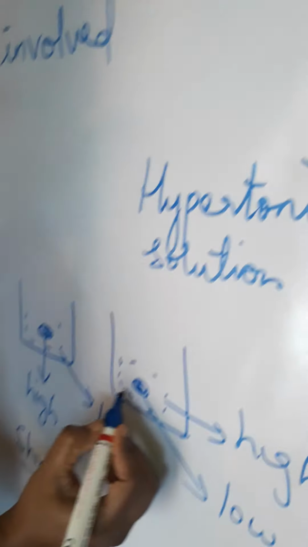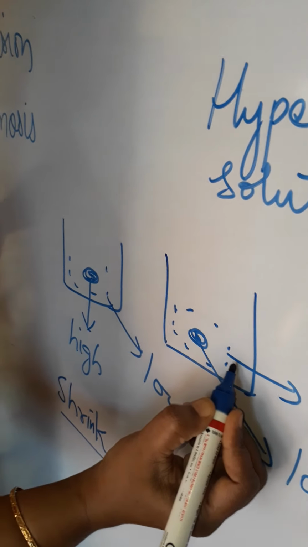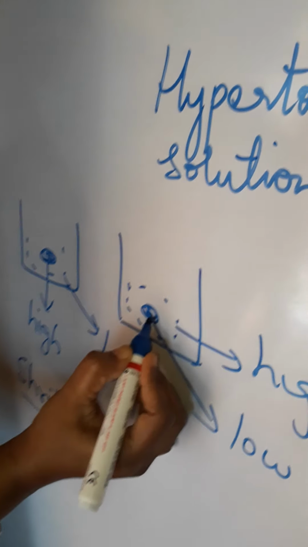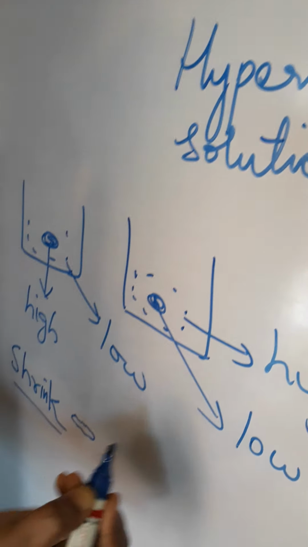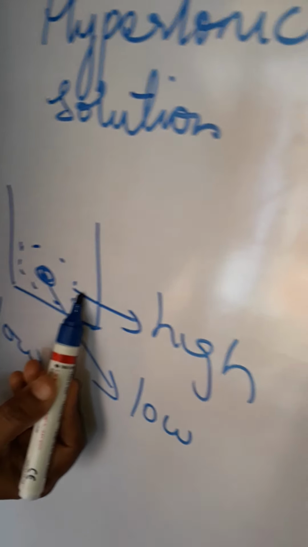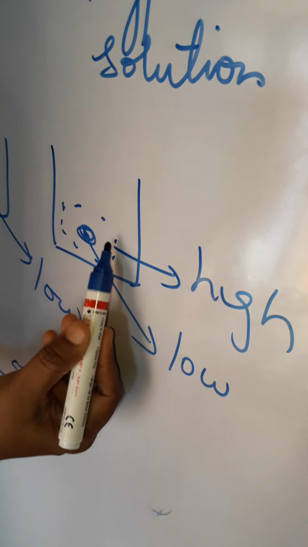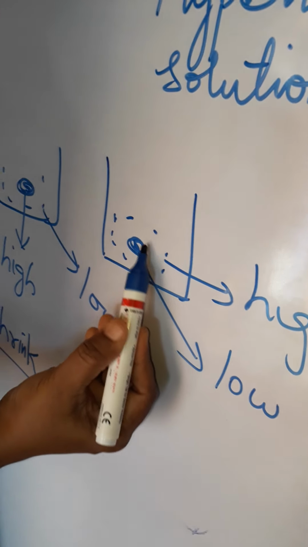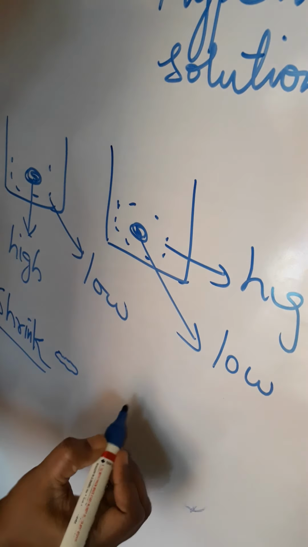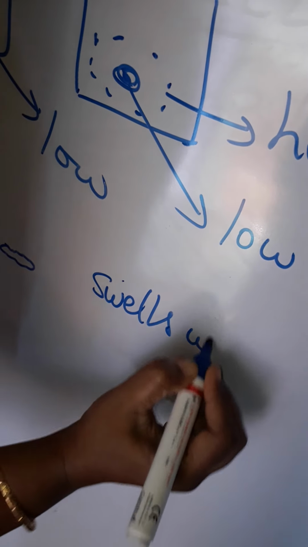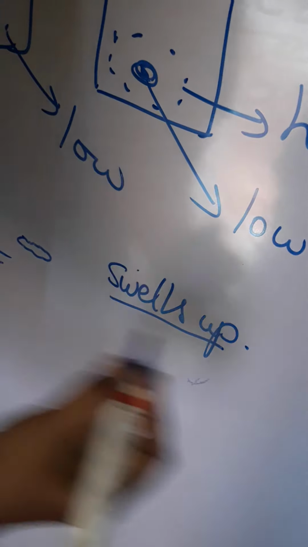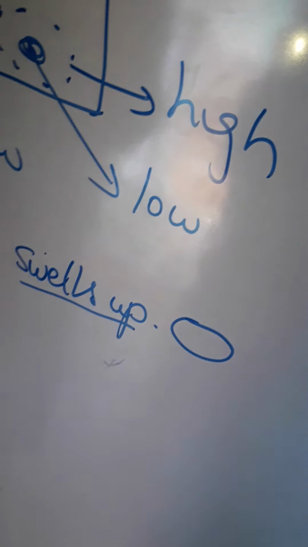The cell will shrink. In the same way, if the medium surrounding the cell has higher concentration and the cell is having low concentration, what happens? Always it will move from higher concentration to lower concentration. Then the water from outside will enter into the cell and the cell will swell up. That is, it will increase its size, because higher to lower.